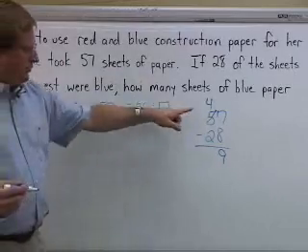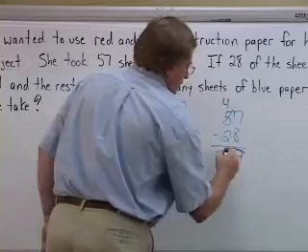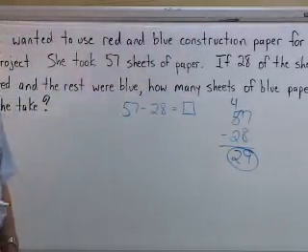And then I have the problem 4 groups of 10 minus 2 groups of 10. That gives me 2 groups of 10 for a final difference of 29.